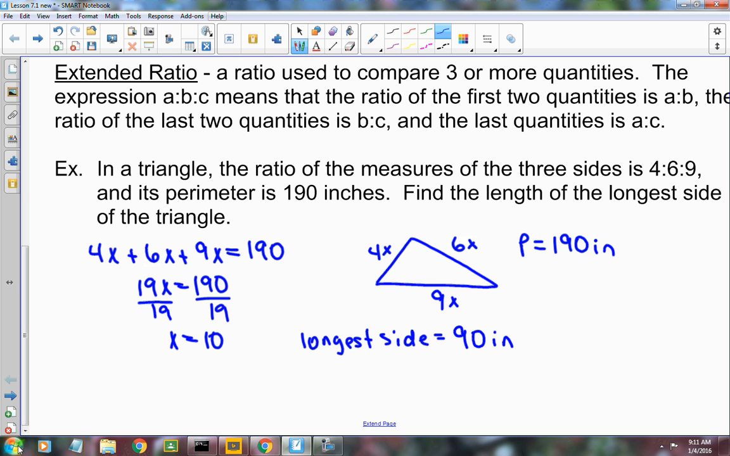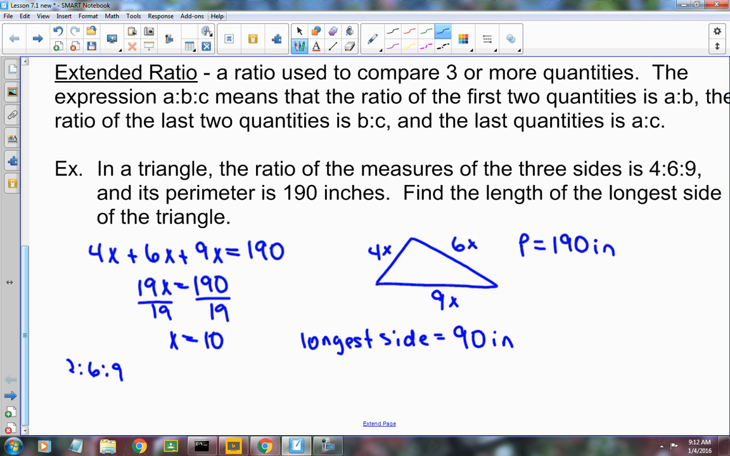Now, let's change the problem just a little bit, okay? Let's say that instead of these representing the side lengths, the measures of the angles were in a ratio of 2 to 6 to 9. Okay, and this is the ratio of the angles. What would we do differently?